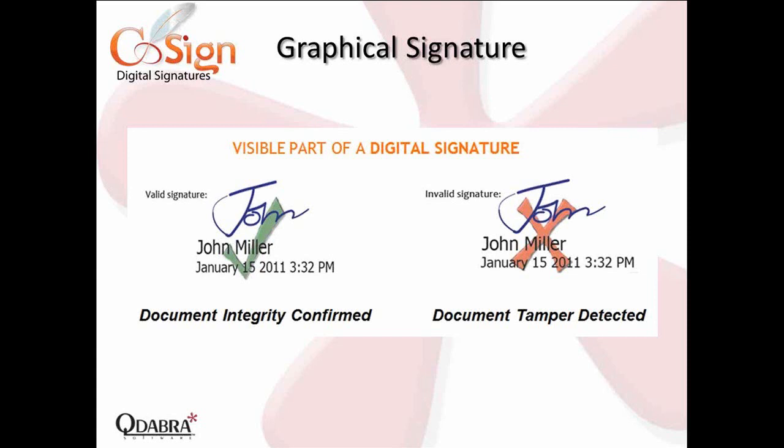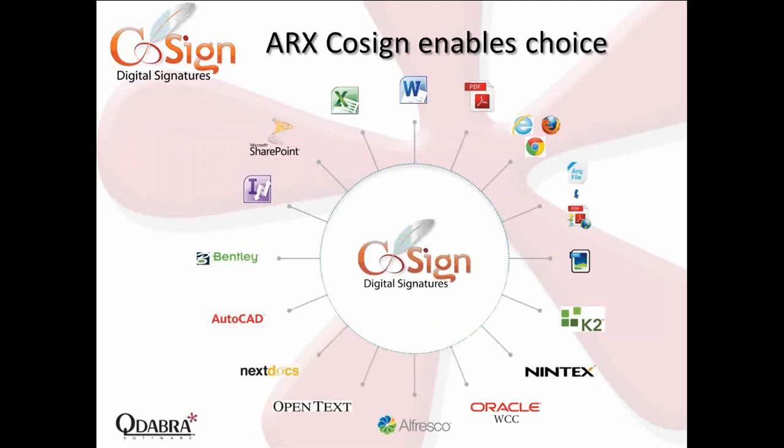And if a document integrity is confirmed, it will show a green check at the back of the signature, and when tamper is detected, it will show a red X at the back of the signature, meaning that the form or the signature is invalidated because the data is tampered. So it gives you more security.